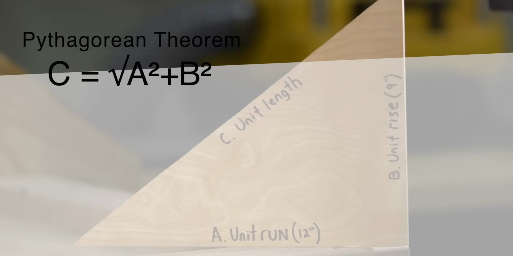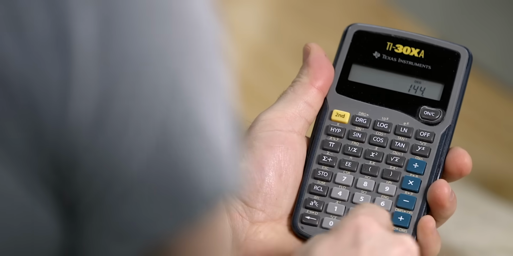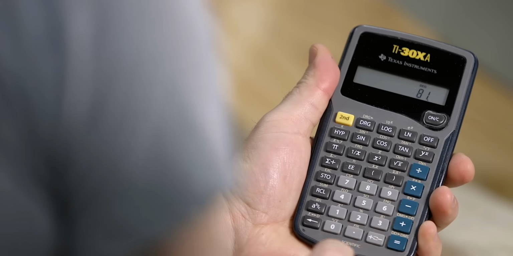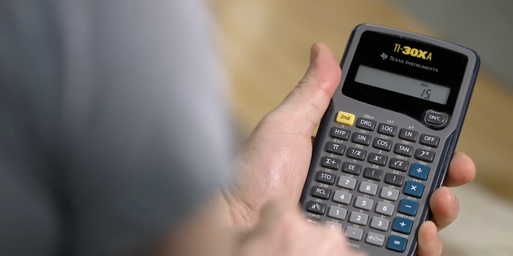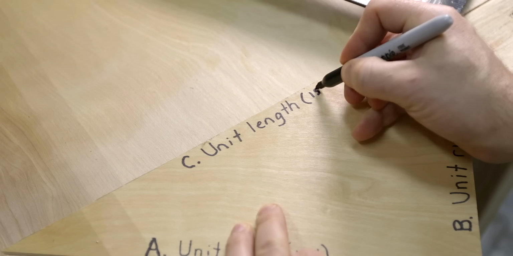In order to solve for unit length, we'll need to use the equation c equals the square root of a squared plus b squared. On the calculator, type 12 squared plus 9 squared equals, then the square root button, for a total unit length of 15 inches.